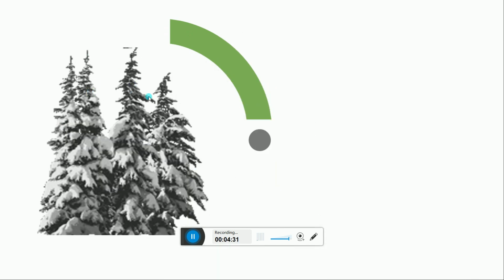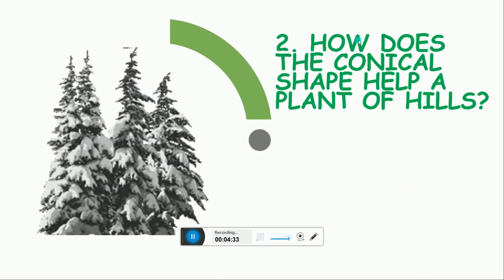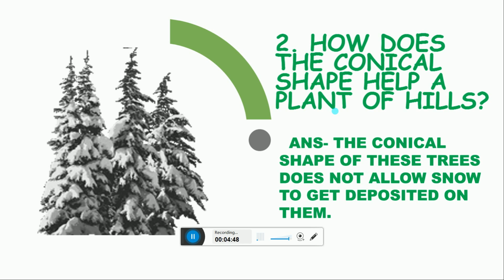Now going to the next question. How does the conical shape help a plant of hills? So there are several types of plants which are found in the hilly region, that is the pine, deodar, cedar, spruce, and the conical shape of these trees does not allow snow to get deposited on them.